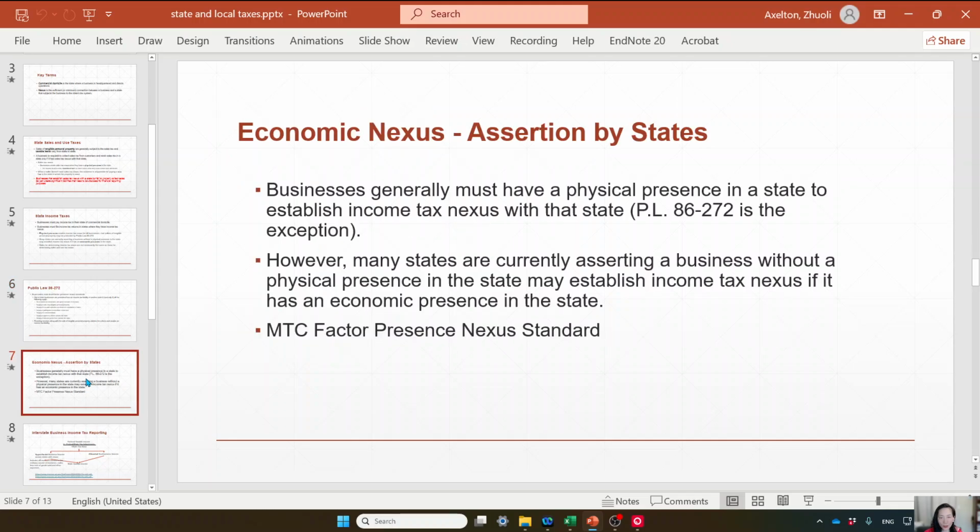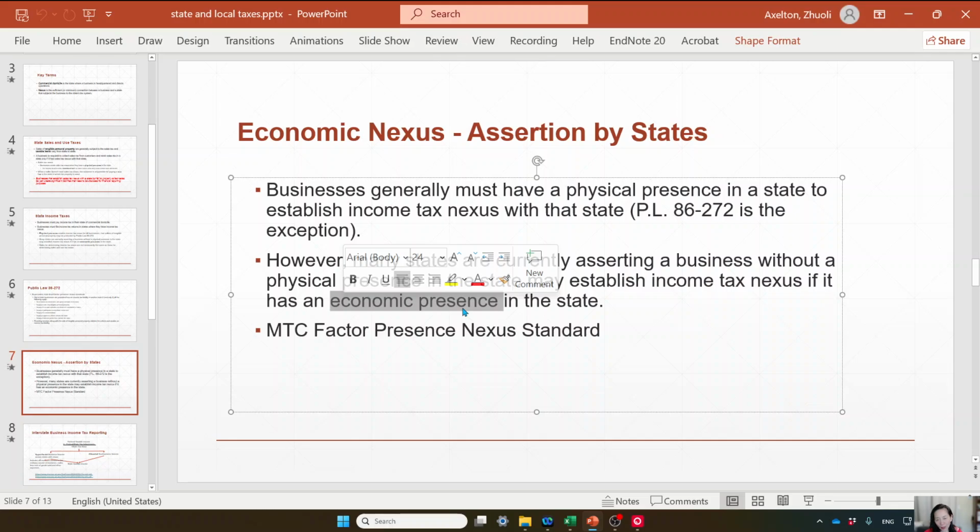An economic nexus is an assertion by the states. Business generally must have a physical presence in a state to establish income tax nexus with that state, with the exception of Public Law 86-272. However, many states are currently asserting a business without a physical presence in the state may establish an income tax nexus if it has an economic presence in the state. So economic presence is the next line of defense for a state to establish tax jurisdiction for a particular business.